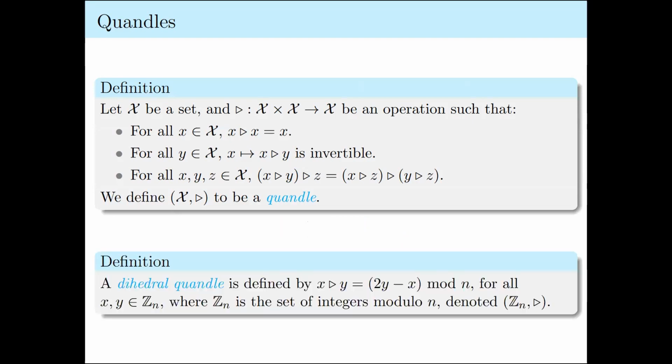As an example, a dihedral quandle is defined on the set of integers modulo n and an operation given by x triangle y equal to 2y minus x mod n. In this case, we can denote this quandle as its pair of set and operation, or simply refer to them as a Z_n quandle.